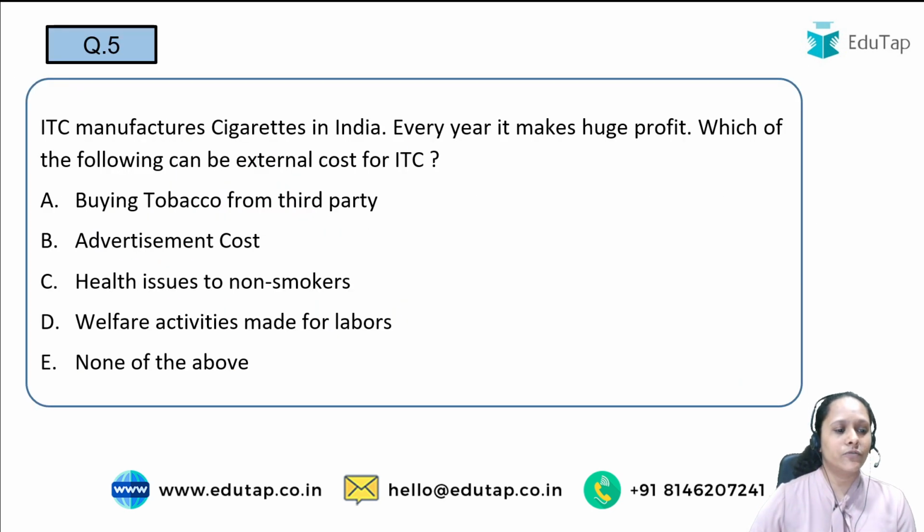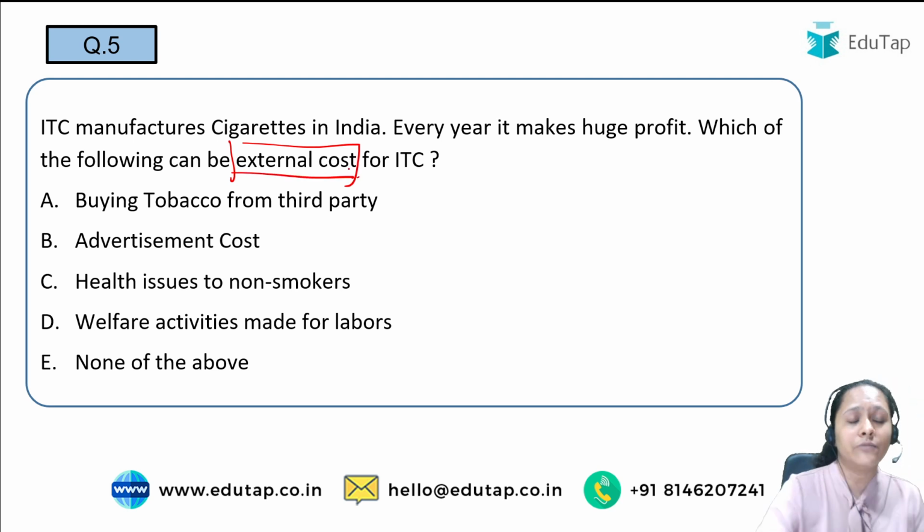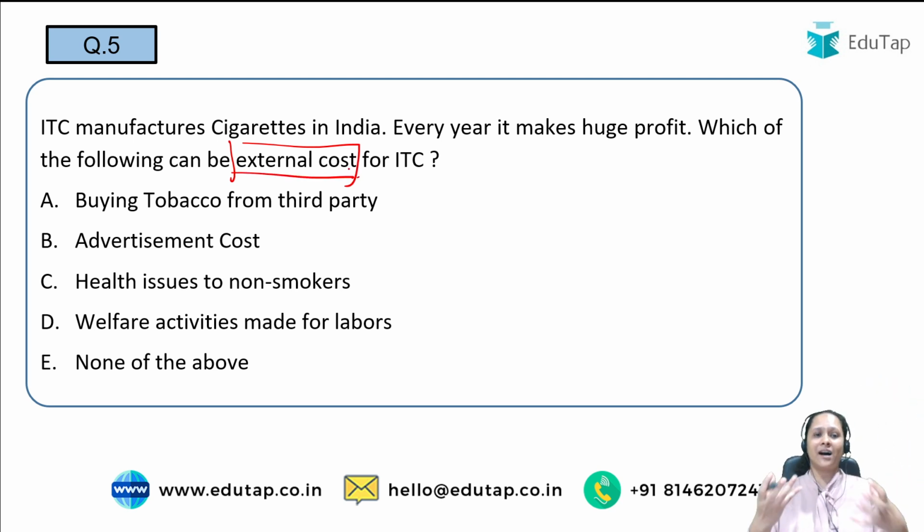Now, let's move to the fifth question. The question says that ITC manufactures cigarettes in India. Every year it makes huge profit. Which of the following can be the external costs for ITC? Sabse pehle samjho ki what is the question saying. It simply asks what is the external cost which is borne by ITC when it manufactures cigarettes in India.